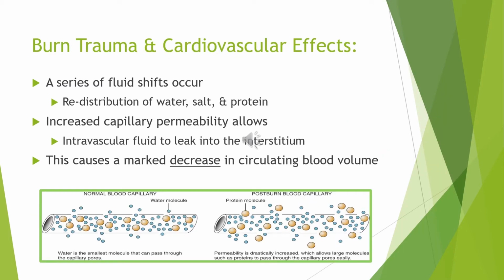This diagram just shows how burn trauma and cardiovascular system are affected with each other. So you can see a series of fluid shifts that occur, redistribution of water, salt, and proteins, and then we have an increased capillary permeability, which allows extra fluid to leak into the interstitium. This causes a marked decrease in circulatory blood volume, but it looks like our patients are overhydrated and edematous. And again, the diagram on here shows a really good picture of what happens with the cells and the fluid shifts.